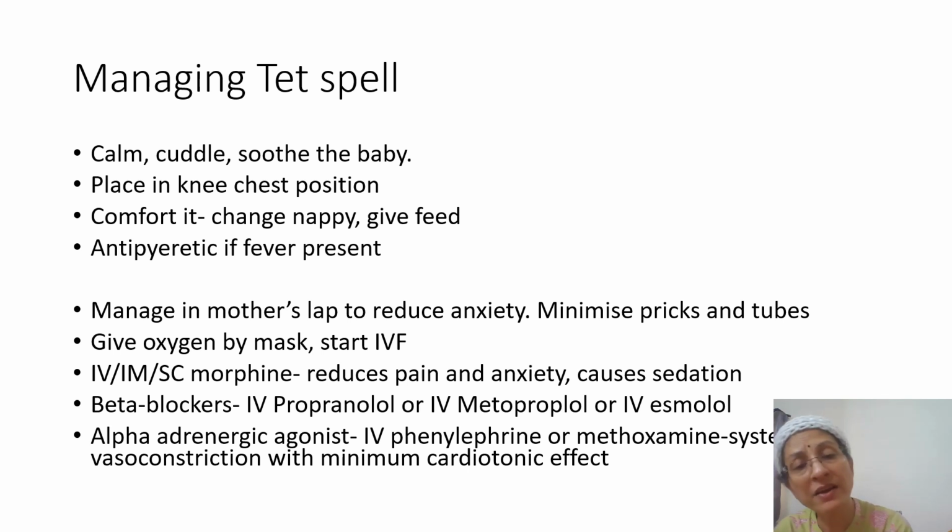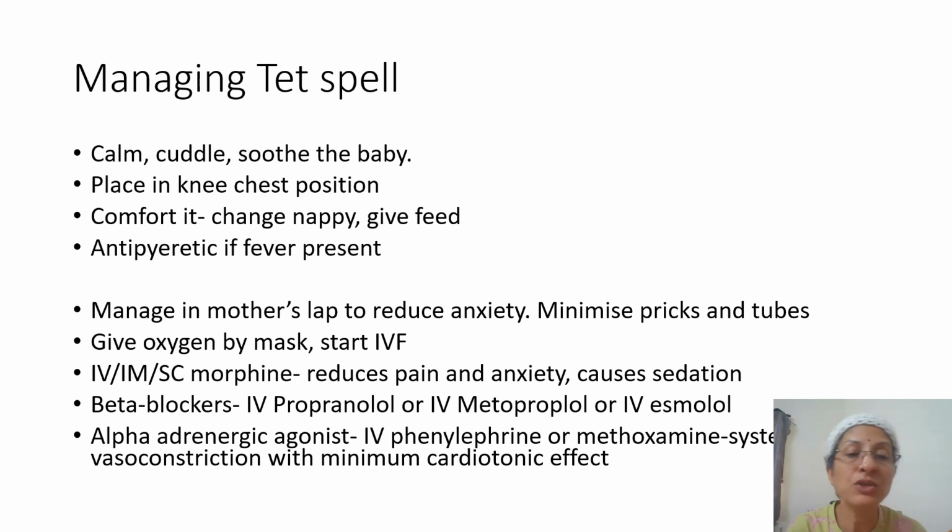So what does the alpha adrenergic agonist do? It causes systemic vasoconstriction and has minimal cardiotonic effect. So due to this, there is an increased systemic vascular resistance, and therefore the aorta gets a resistance. Okay, so since the aorta is pumping blood into the systemic circulation, if the systemic vasoconstriction occurs, then less amount of deoxygenated blood will enter into the aorta.